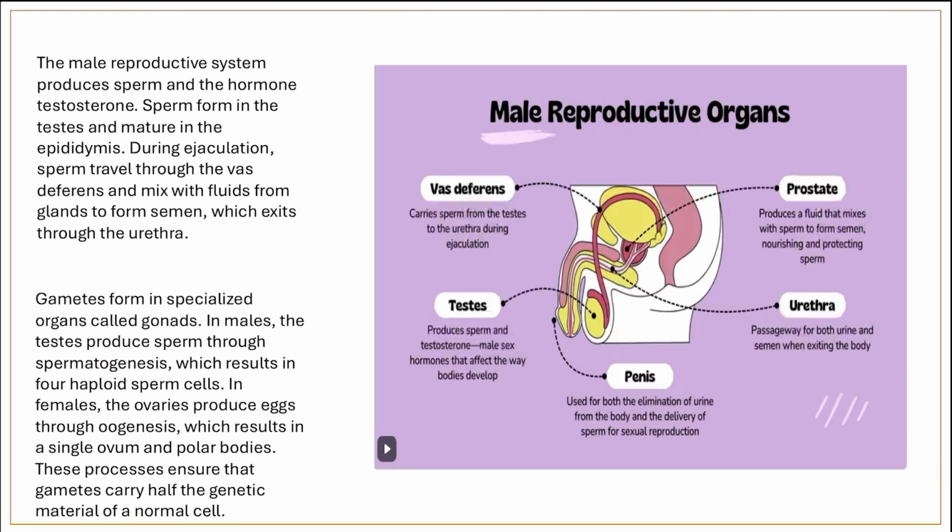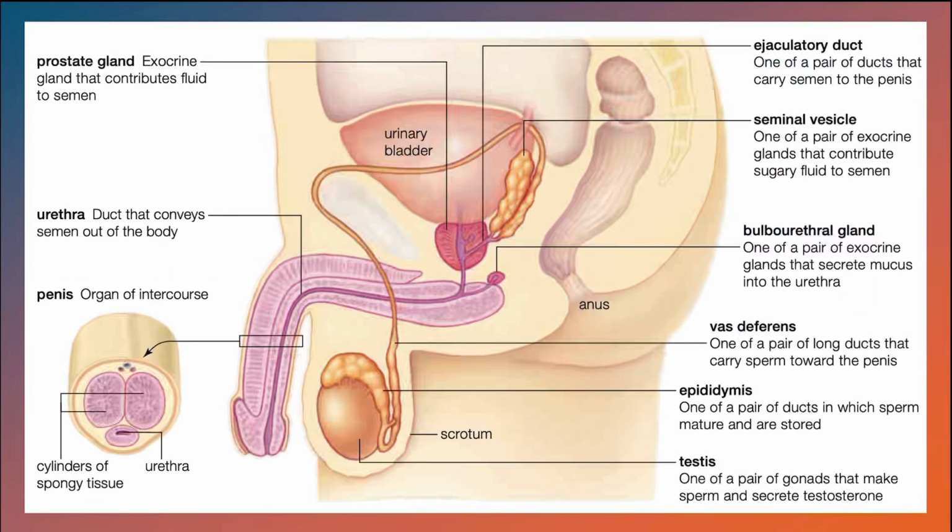In this next slide, you can see more in depth about the male reproductive system. We went over the basics: the prostate gland, the urethra, the penis, the ejaculatory duct. You can see all of these, the testes, and how everything comes together and works in order to produce sperm.